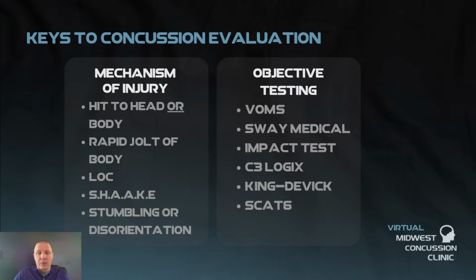But if they can't perform basic saccades, convergence and divergence, VOR testing and visual motion sensitivity testing, if they can't do those asymptomatic without observable objective abnormalities, they need to be removed from play.